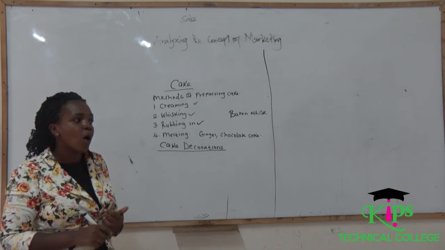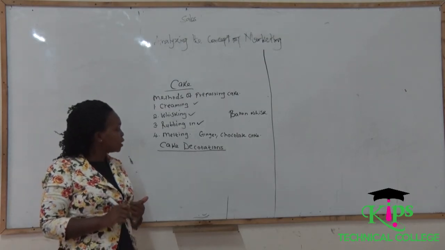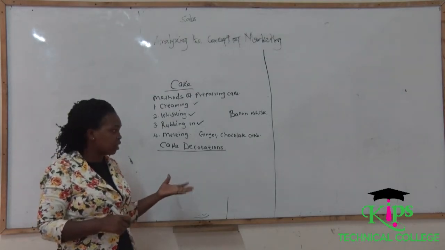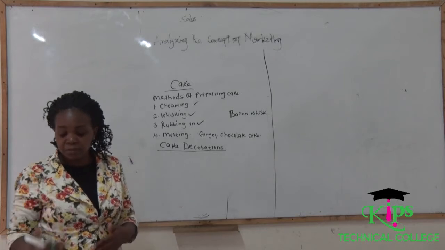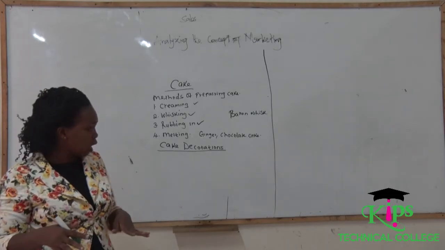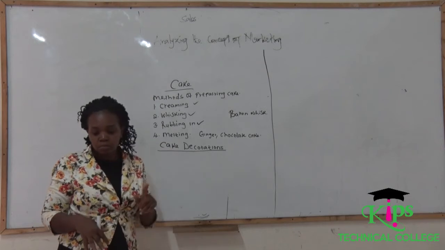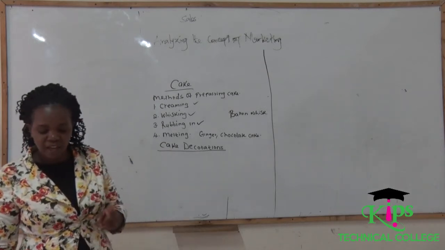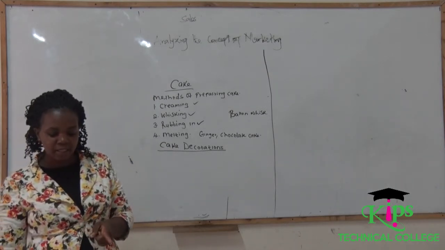And then the other one is to add flavor. We find that some of the creams have different types of flavors. So whenever you use cream, you can add flavor to that cake. That is by icing it.